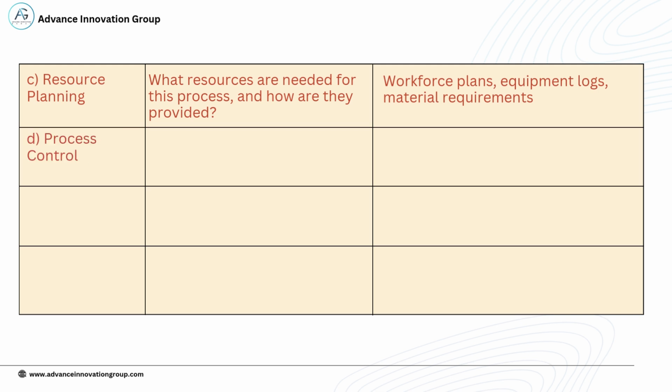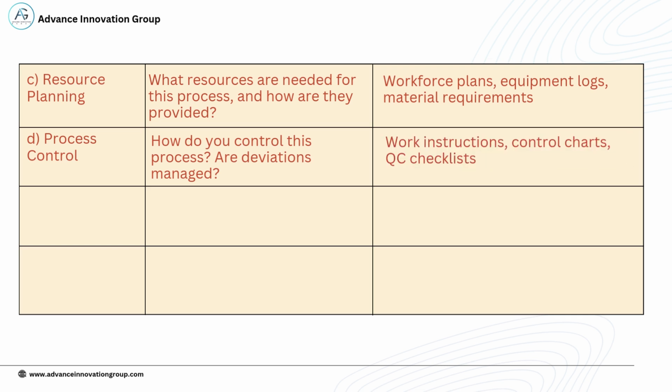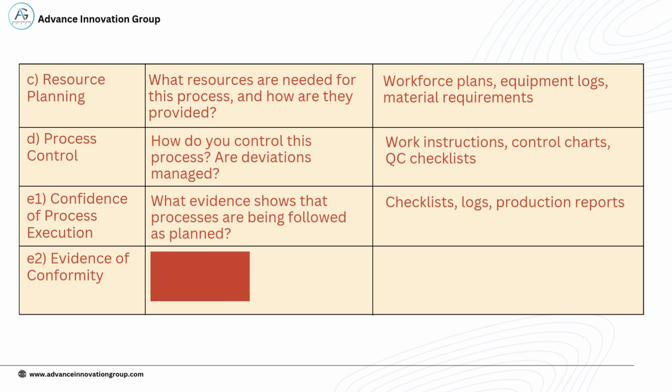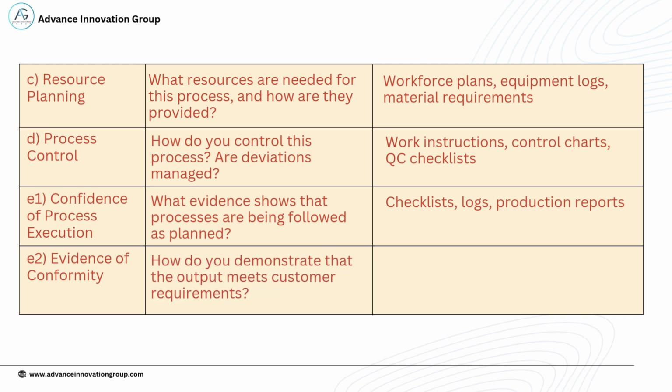D. Process control. How do you control this process? Are deviations managed? Work instructions, control charts, QC checklists. E1. Confidence of process execution. What evidence shows that processes are being followed as planned? Checklists, logs, production reports. E2. Evidence of conformity. How do you demonstrate that the output meets customer requirements? Inspection test records, final release approvals.